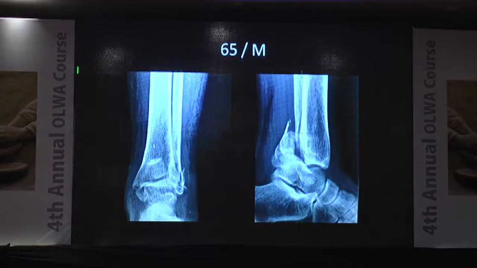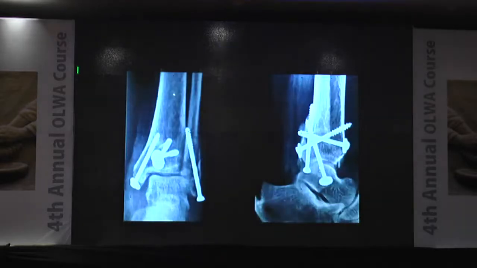This is 65 male. You can see there's a posterior lip, there's a medial malleolus, there's a low lateral malleolus. All were fixed with percutaneous screws, and you see in 3 months the fracture has healed very well.